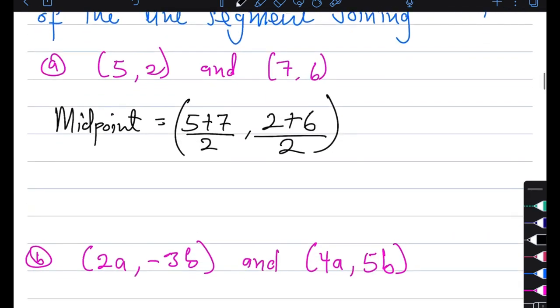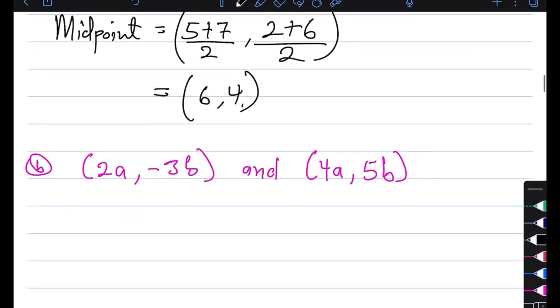All right, so this is definitely going to give us 5 plus 7 is 12. 12 divided by 2, that's 6. And then 2 plus 6 is 8. 8 divided by 2, that's 4, right? Okay, so let me clean this. All right, so we have 6, 4.